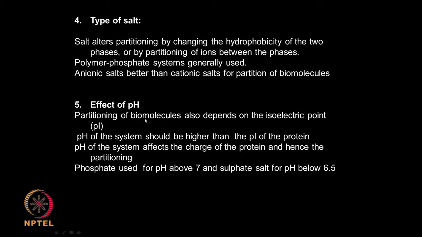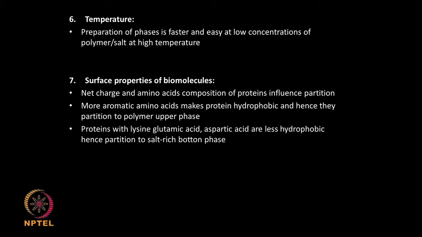Effect of pH. Partitioning of biomolecules also depends on the isoelectric point. It should be higher than the isoelectric point. pH of the system affects the charge of the protein and hence the partitioning. Phosphate is used for pH above 7 and sulfate salt for pH below 6.5. So, if I am working above 7, I will use phosphate. If it is below 6.5, I will use sulfate.